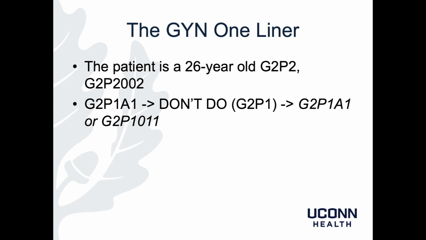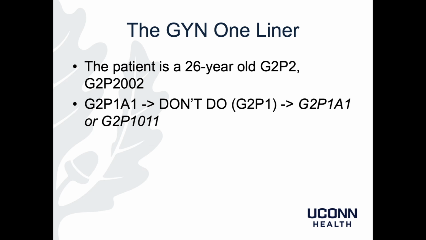The GYN one-liner is something like this. The patient is a 26-year-old G2P2, and so that's the shorthand. You can shrink that down, or you can do the full version. She's a 26-year-old G2P2002. Her G's and her P's add up, and I know she's not pregnant.